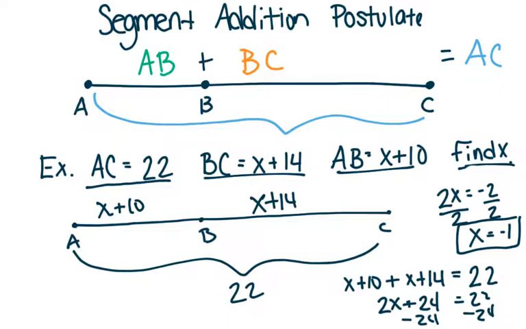So it is perfectly fine for x to be a negative, because if you actually plugged it back in, you would get that this side over here, AB, is 9. If you plug it into the other side, you would get that this side is 13. And 9 plus 13 does, in fact, equal 22. So it makes sense.